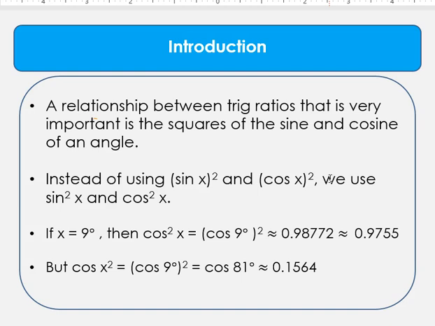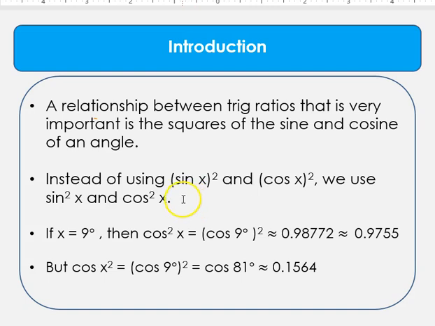The identities are the squares of the sine and cosine of an angle. So I'll say that again. The trig ratios we're going to study, the identities, are the squares of the sine and cosine of an angle. Instead of using sine x, which would also be something like sine 30 or sine 45, and just squaring it, and this would apply also to cosine x or tan x squared, we use the expression sine squared x and cosine squared x.